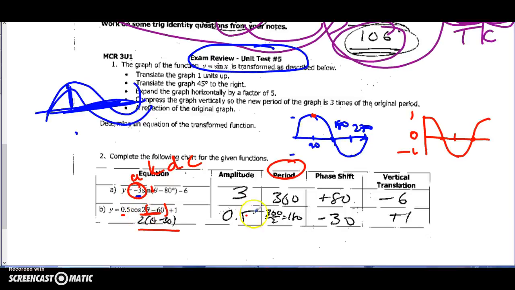Anyway, 2 is my k. 360 divided by k is my period. 360 divided by period is my k. So remember that too. So 360 divided by 2 is 180. The phase shift is plus 30, not minus 30, so right 30. And this is my vertical transformation here. -6, +1, down and up. Anyway, I think that's good.